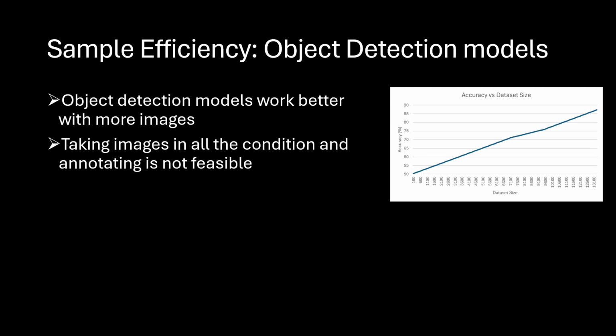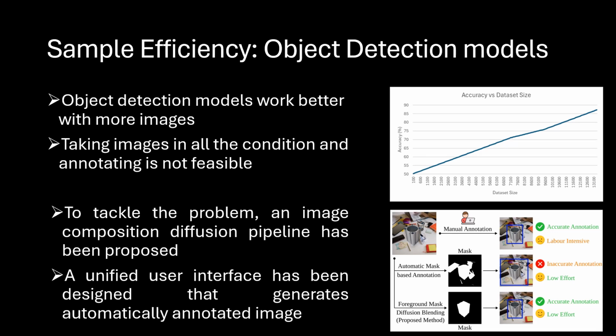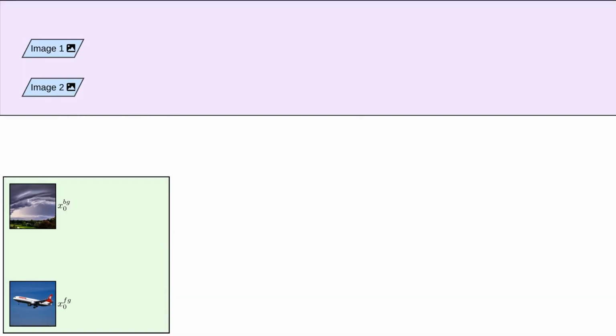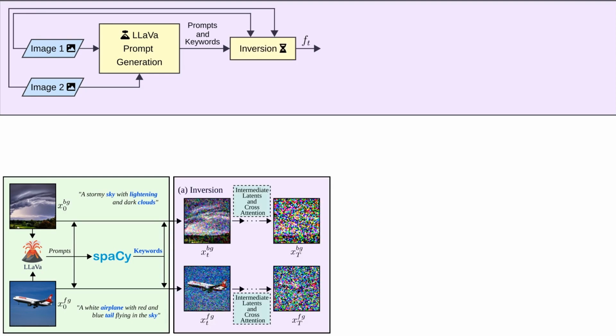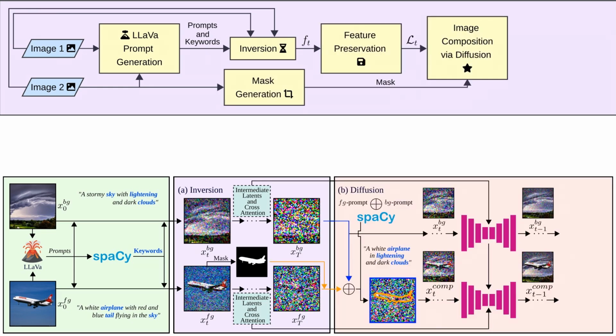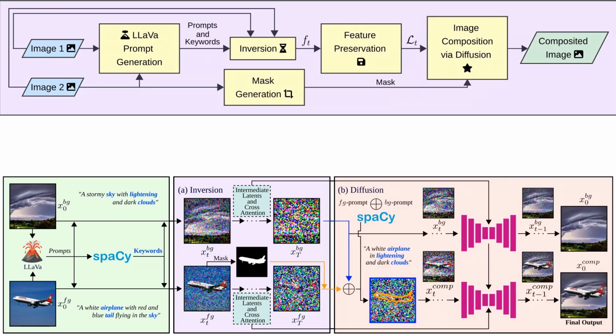To solve this, we've developed an automated image composition diffusion pipeline that generates annotated images. For the image composition, we created a pipeline that generates prompts, inverts images, and then composes images via parallel diffusion while blending latent spaces while preserving both images in respective masks using different losses.